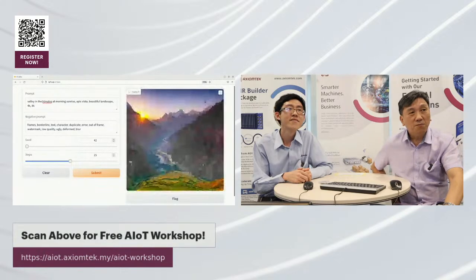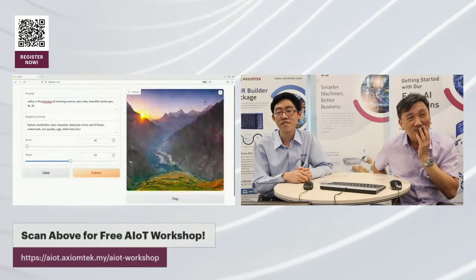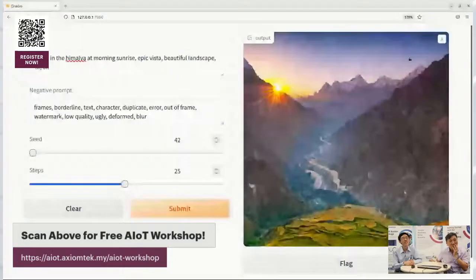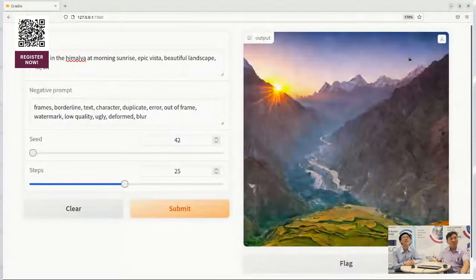But before that, the image. Can we see the output? Oh, it's completed.